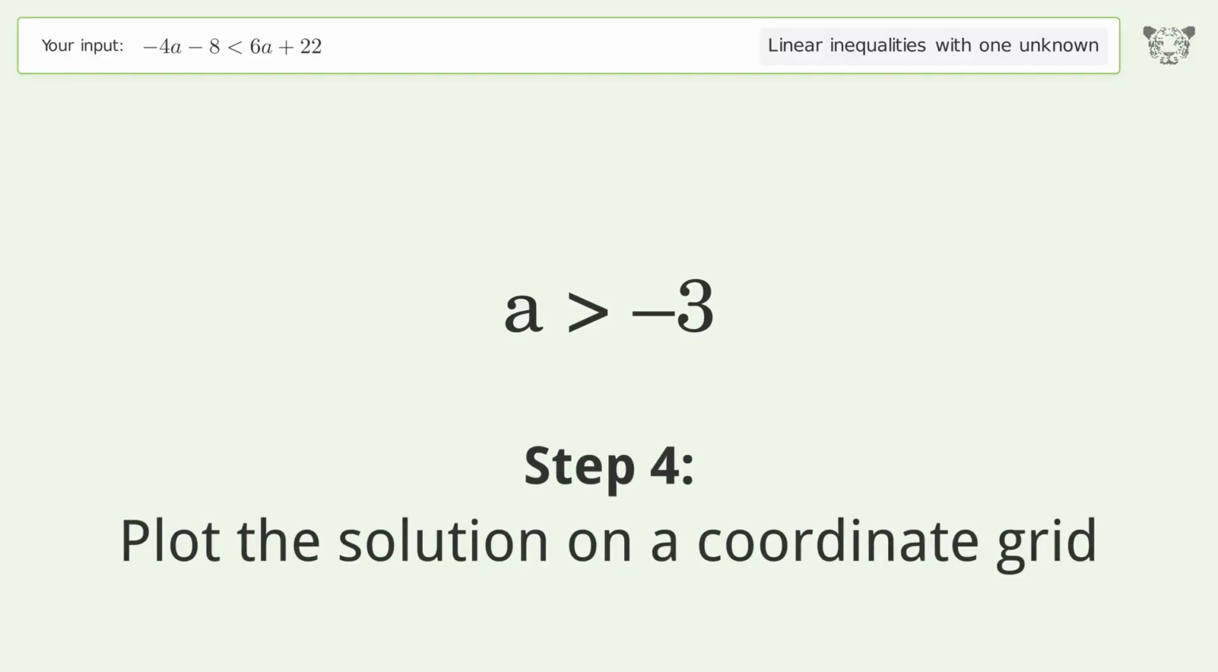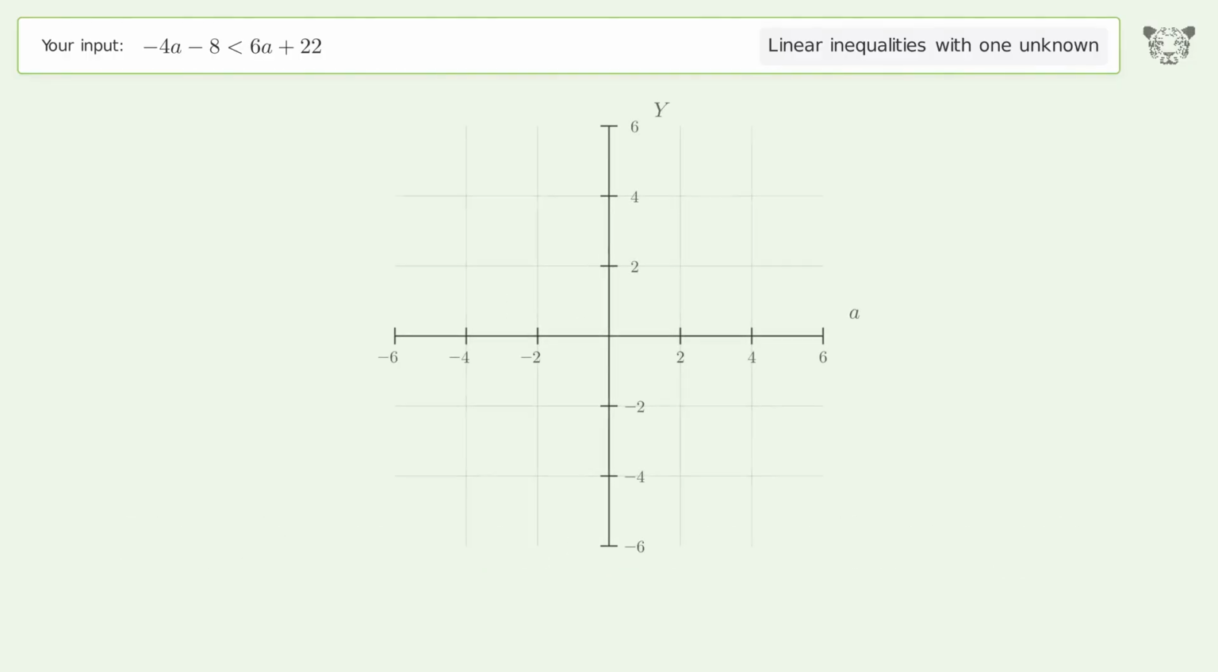Plot the solution on a coordinate grid. And so the final result is a greater than -3.